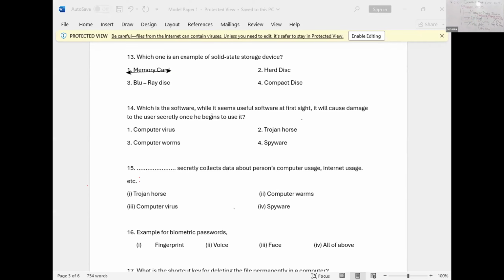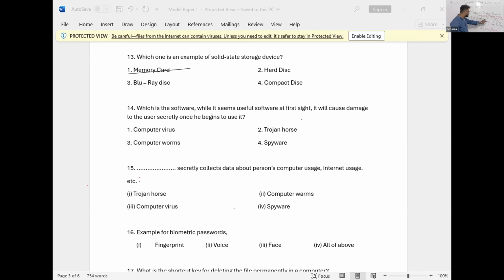Right. Others, what is the answer? Only two have given the answer. Others, 3, 4. Right. So solid state means there are no moving parts, right? If we take the first answer, memory card, it is a solid state device because it doesn't have a moving part. So the answer is memory card. Note it down. I have written only pen drive. Memory card is also a solid state drive. Hard disk is obviously a magnetic media device, and Blu-ray is also an optical device.